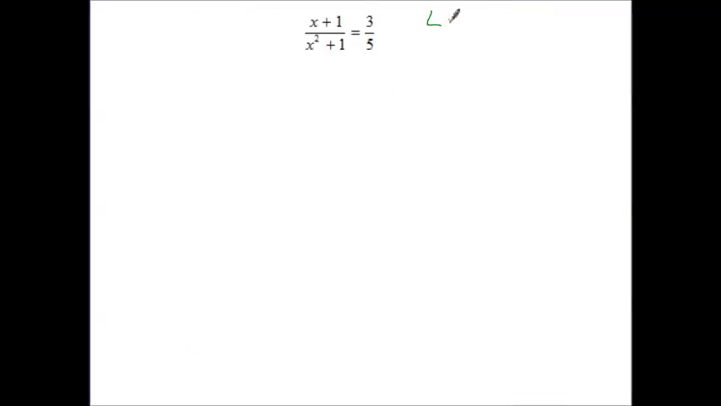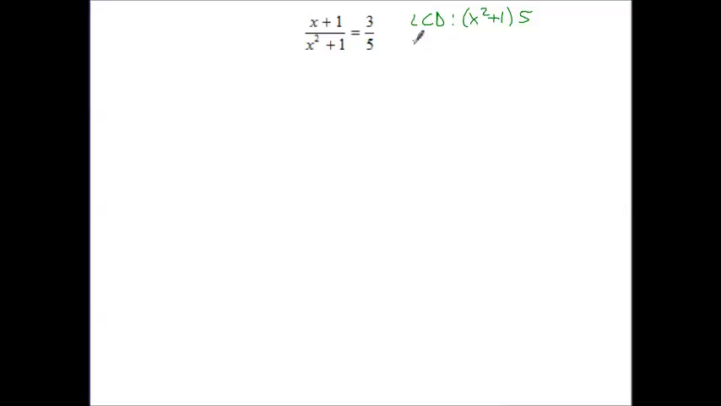Looking for our LCD first. Is this denominator on the left fully factored? X squared plus 1 is actually the sum of perfect squares, which can't be factored any further. So this has to go into our LCD, and so does the 5. And this is our LCD.